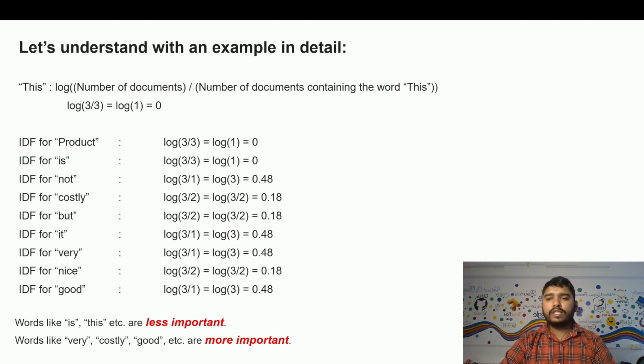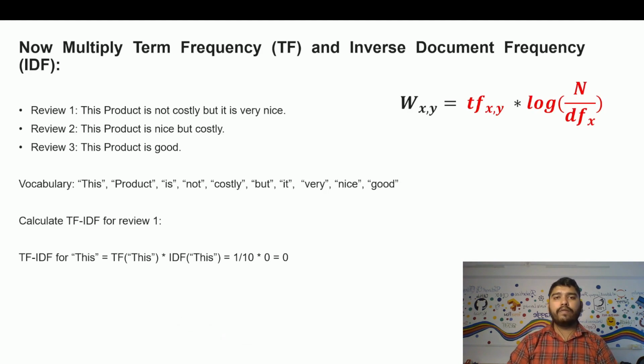So to conclude, we can say the words like is, this, etc. are less important as the IDF value is almost 0, and the words very, costly, good are more important, as you can see from the values of these words, right? So that's how we can calculate the most important words and the most rare words in a particular purpose using the IDF formula, right?